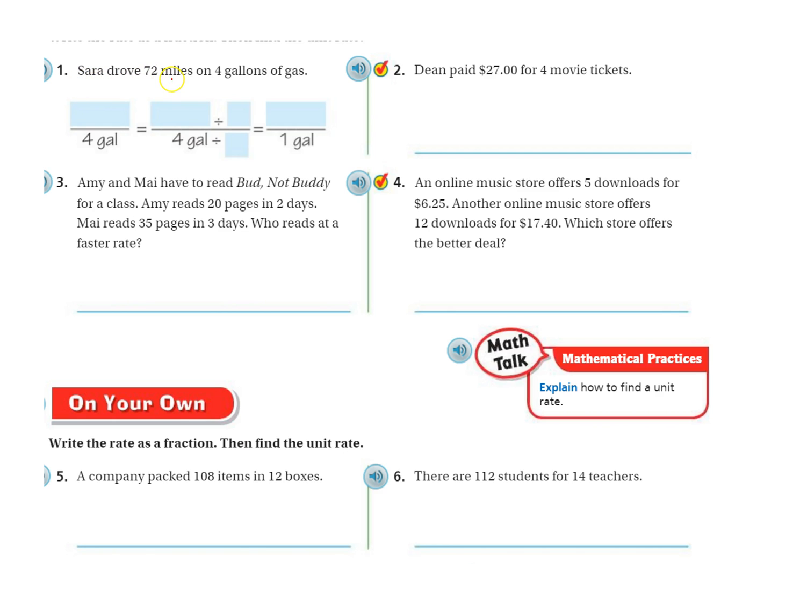Okay, number one, Sarah drove 72 miles on 4 gallons of gas. So 4 gallons of gas took her 72 miles. So we want to know how far she can get on 1 gallon of gas. So 4 divided by 4 is going to give us that 1 gallon. And then 72 divided by 4 is going to tell us how far she can go, how many miles she can go.